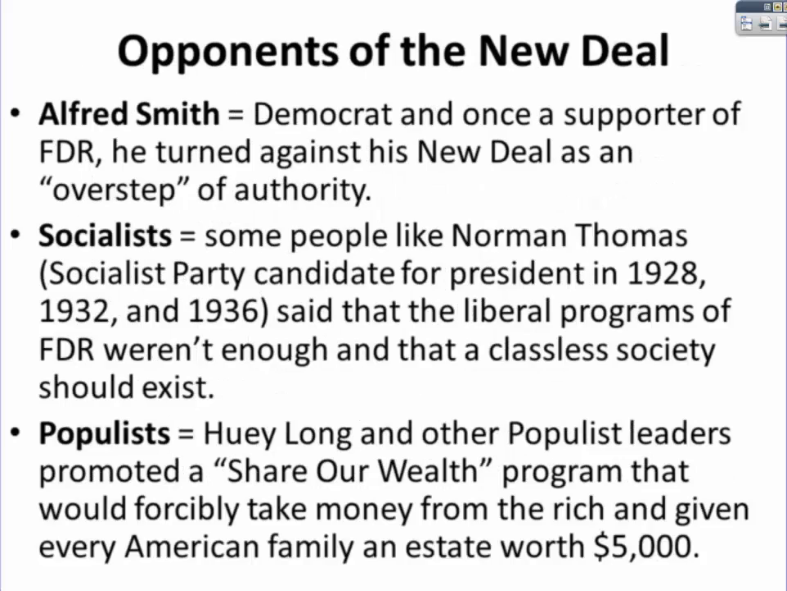Some opponents of the New Deal. Alfred Smith is a Democrat, and he's a supporter of FDR. He supports the New Deal early on, but as FDR starts to use some of his corrupt tactics, Alfred Smith turns against him and says that this is a big overstep of authority.